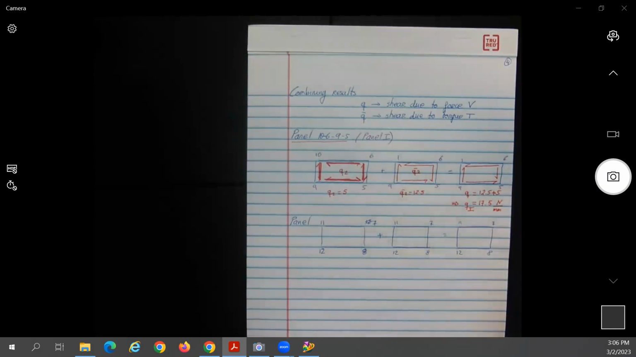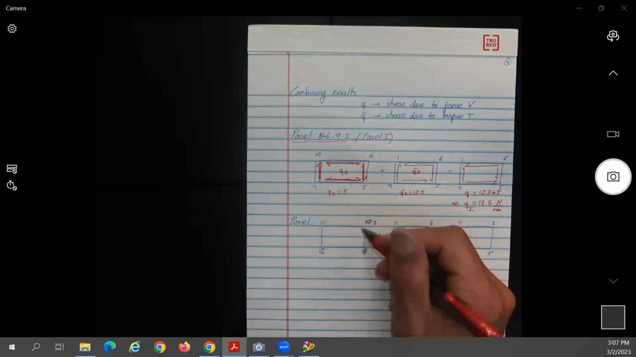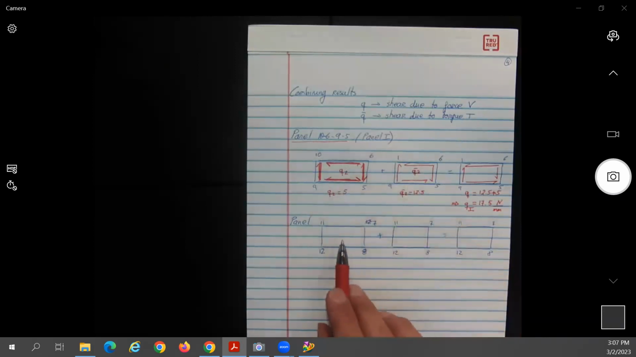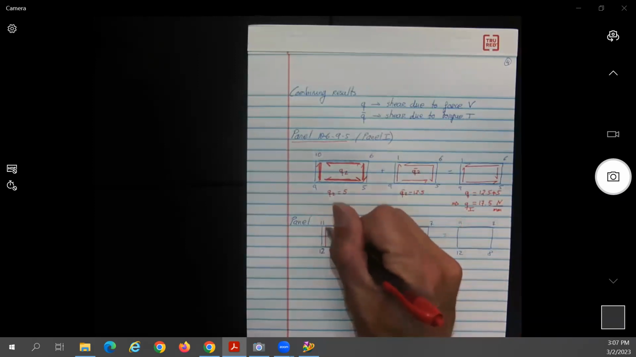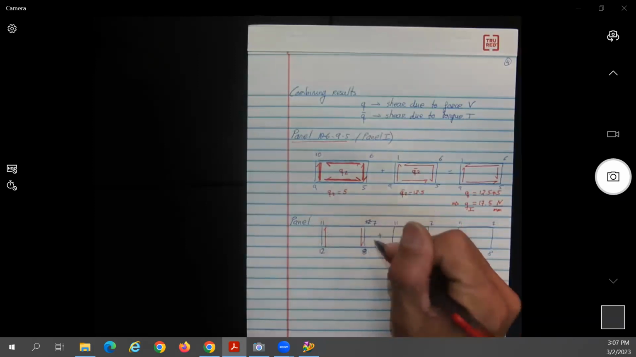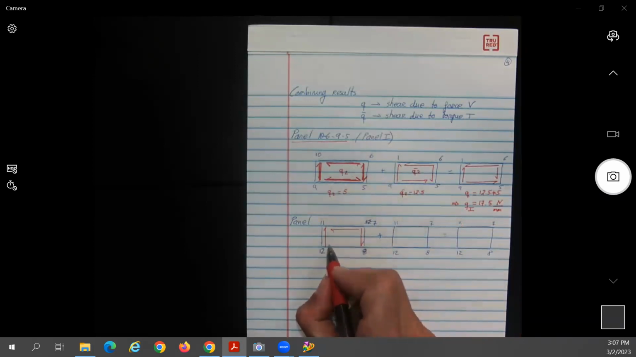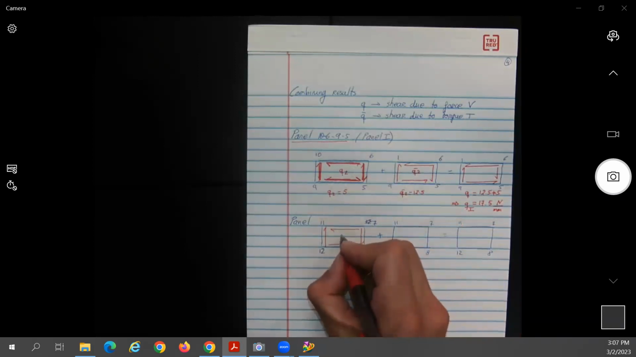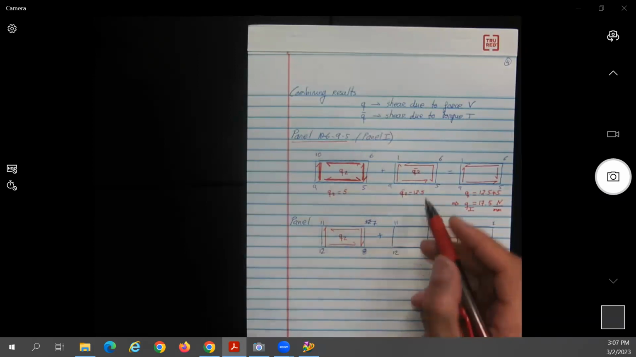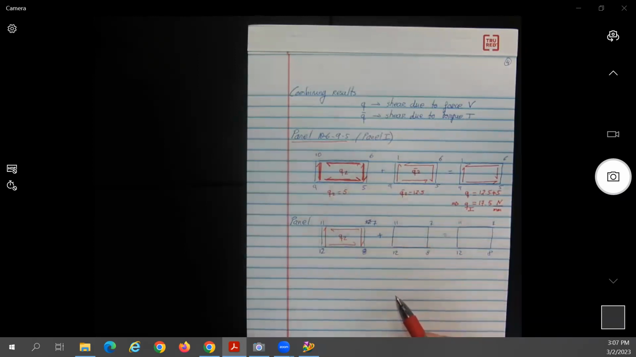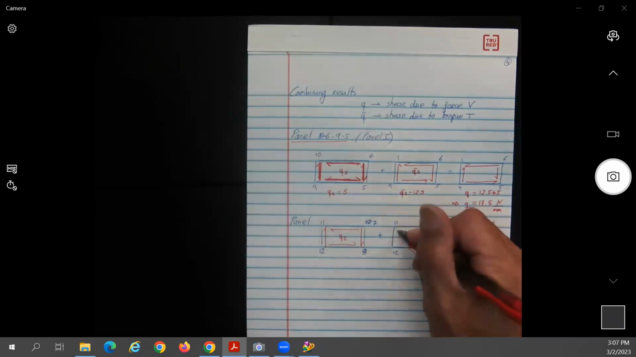And now we had here, so this one should be the same, no? The one due to bending should be the same. Okay, so check that, but it should be the same. This one here should be the same, but the one of the torque should be what? Reverse, no? Okay, so this one should be reverse.